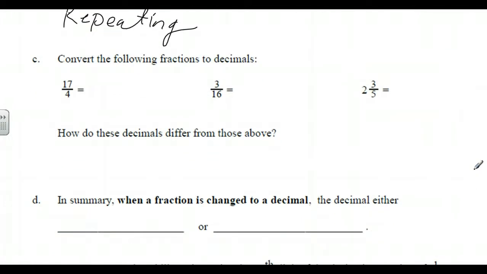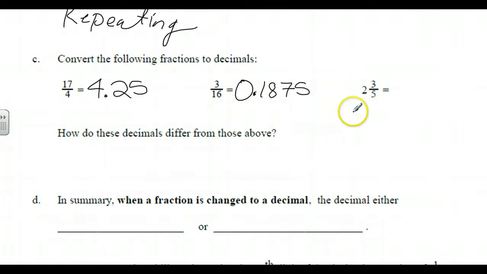Convert the following fractions to decimals. Okay, I'm going to rely on you using your calculator. 4.25. You should probably pause and do these, right? 0.1875. Somebody once said, and I got to look up who, mathematics is not a spectator sport. You learn math by doing, not by watching. Go to a football game, it's a spectator sport, unless you're a player. So you can watch, but if you're a player, then you do. And 2 3/5 works out to 2.6.